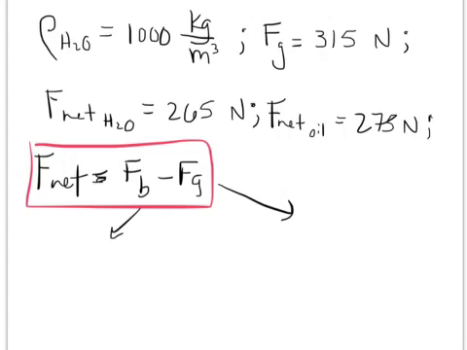Watch, we're going to show. F net, when it's in water, is 265. But which way is the overall F net acting, up or down? Is the object still being submerged in water, or is it floating at the top of the water? It's submerged, right? So which way is the overall F net acting? Down.